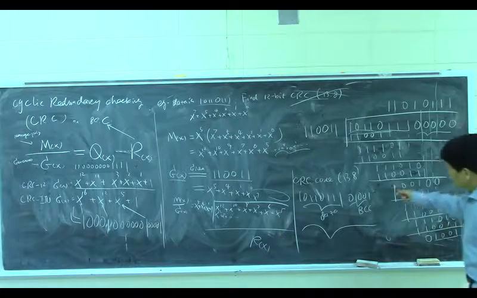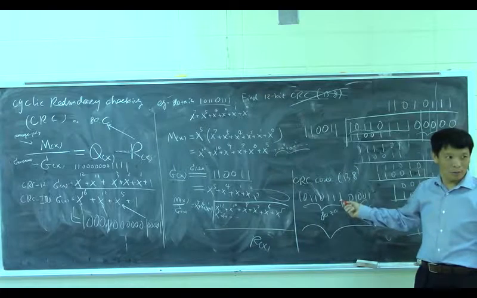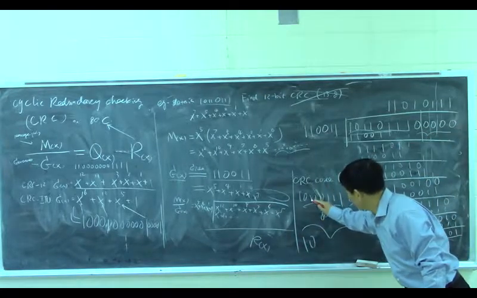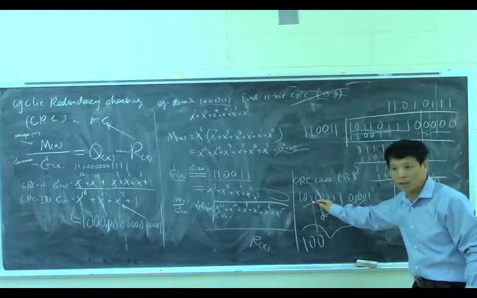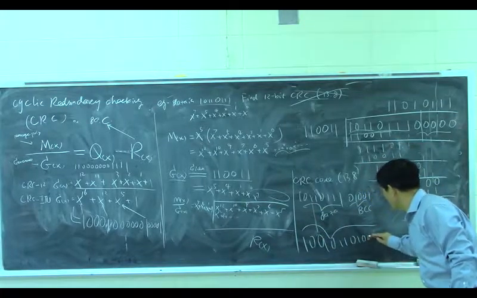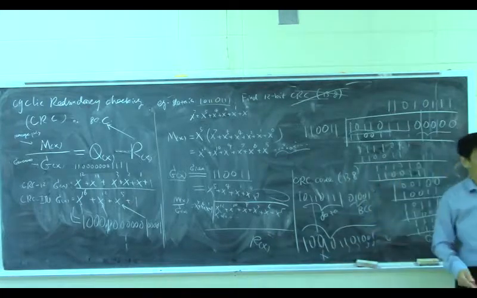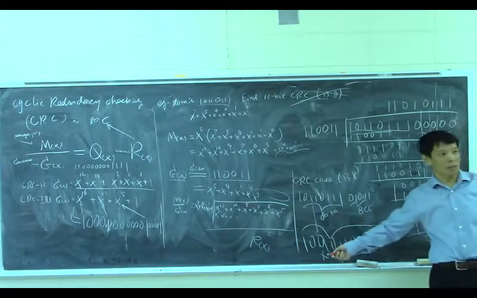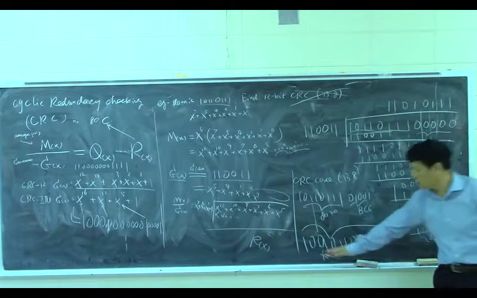Okay, so now this one is our CRC code. I transmit this to you. Suppose what you received is 1, 0. This one is supposed to be 1, right? But you receive 0. And 1, 0, 1, 1, 0, 1, 0, 0. All others are correct, right? Except this part is wrong. As the transmitter, I generate this, I transmit this to you. But you receive this one. But you don't know which one is wrong. You just receive this amount of code.